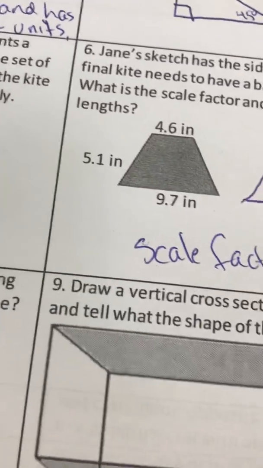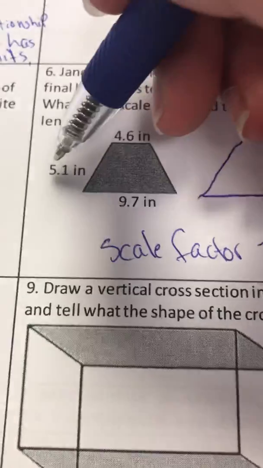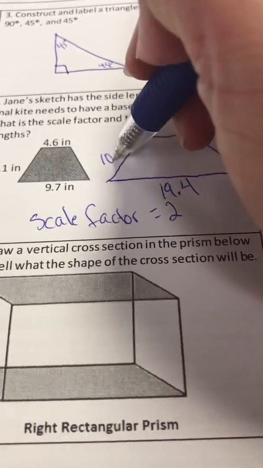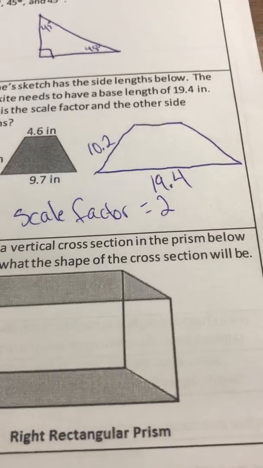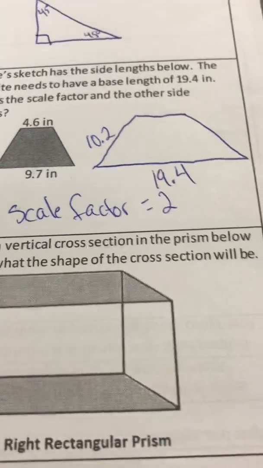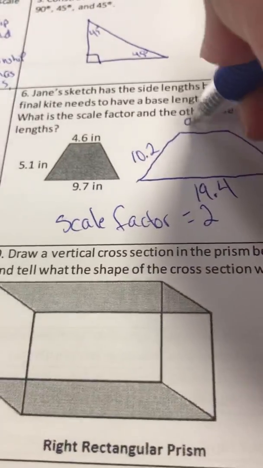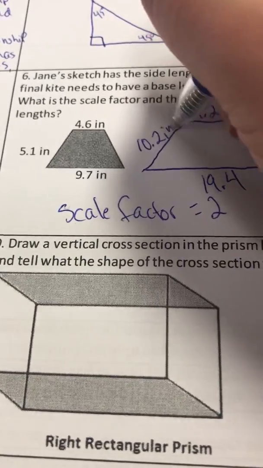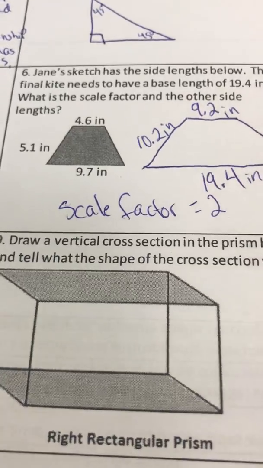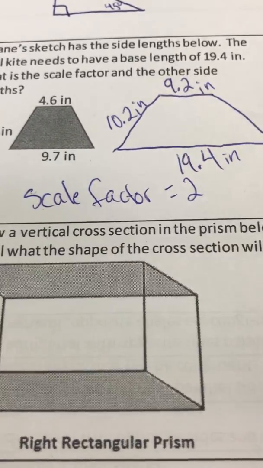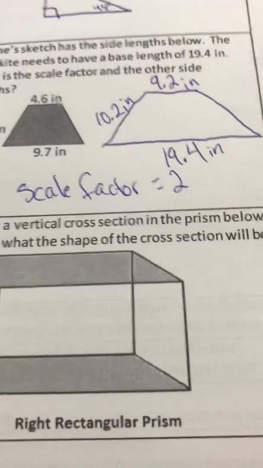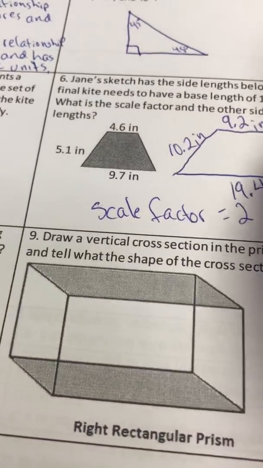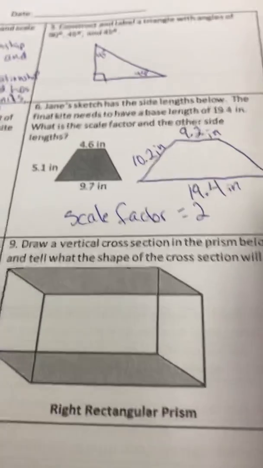All right. So then we're going to take 5.1 times 2. That gives us 10.2. And 4.6 times 2, which is 9.2. And these are all in inches. So we take each of these values, multiply it by 2, and that will give us our final answer.